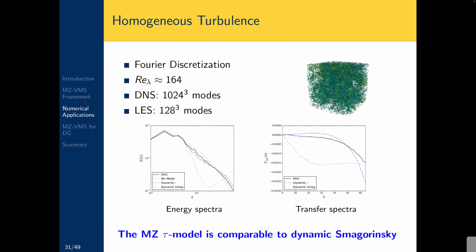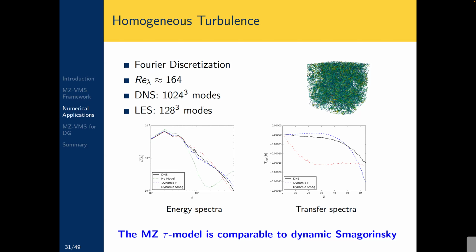And so the next thing I'll show is let's say you do this for homogeneous turbulence. I'm going to look at the same type of thing with a Fourier discretization. Here, Re lambda is going to be 164. So it's not a crazy high Re lambda, but it's reasonably high. For DNS, you need 1024 cubed modes, which of course is a lot. And then I'm going to look at doing LES where we have 128 cubed modes. I'm going to show on the bottom left the energy spectra. Here, black is, again, the truth. Green is the no model case. Blue is the MZ. Red is the dynamic Smagorinsky model.